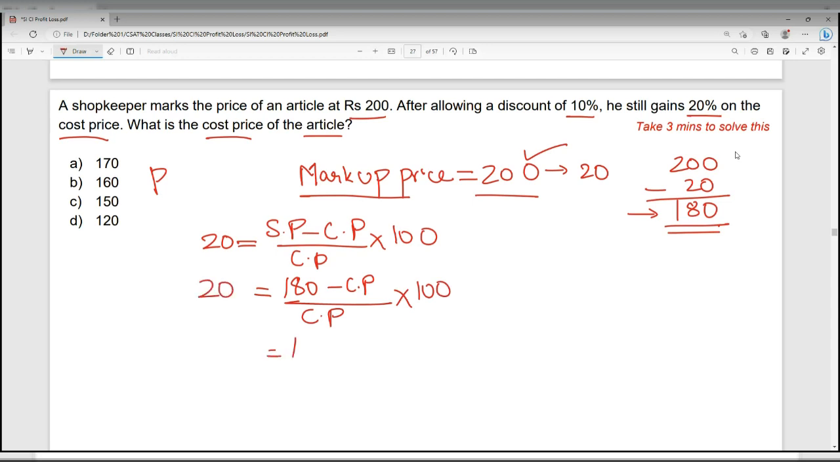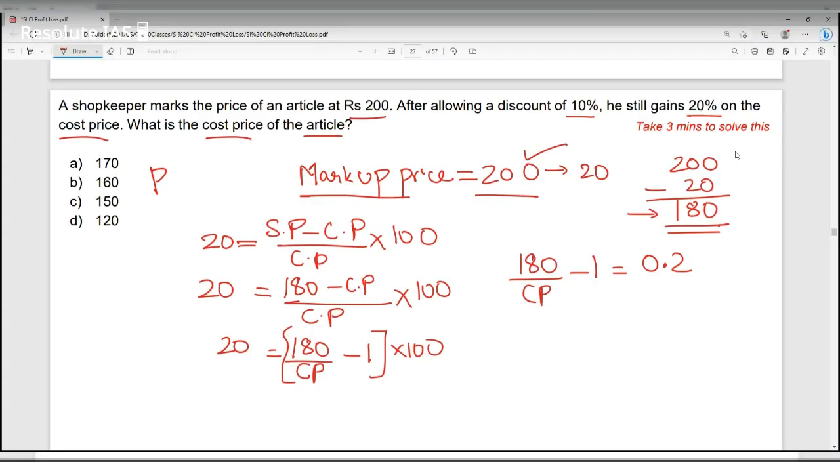And now if I take this as cost price minus 1, into 100 is equal to 20. I'll bring this 100 here. So 180 by cost price minus 1 is equal to 0.2. That is 20 divided by 100. And then 180 by CP is equal to 1.2. And this implies cost price is equal to 180 divided by 1.2.